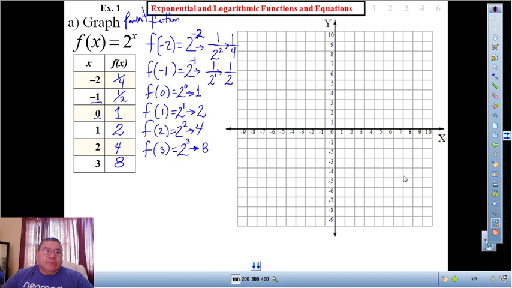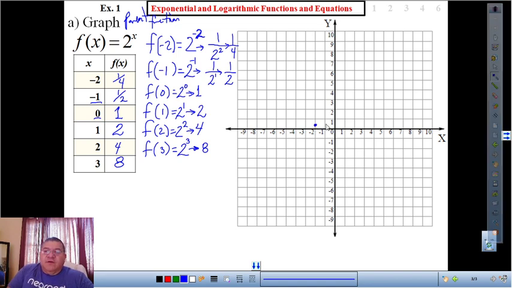There it is. Alright, so let's plot our values. We have -2, 1/4. -2 and 1/4 is about right there. -1 and 1/2. 0 and 1. 1, 2. 2, 4. And 3, 8.